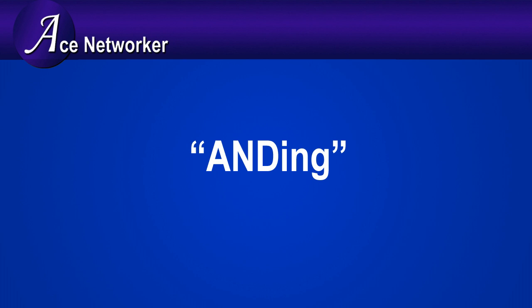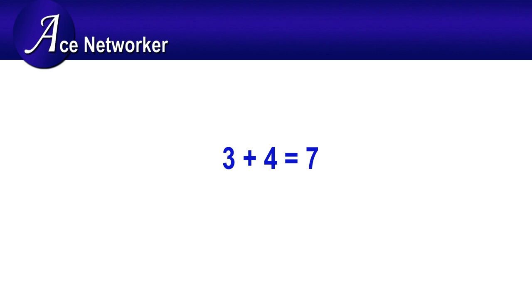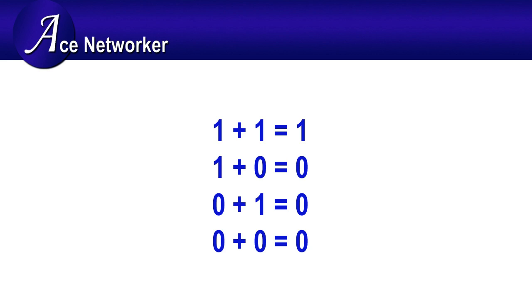Just as with adding decimal numbers together, for instance 3 plus 4 equals 7, binary ANDing combines binary numbers in a similar fashion, but ANDing is a simpler process. Since there are only 2 values for a single bit, a 1 or a 0, we don't call it adding, we call it ANDing. It's more of a logical process than a summation process, and it works like this.